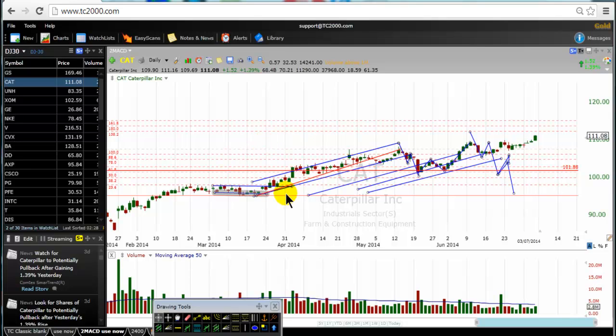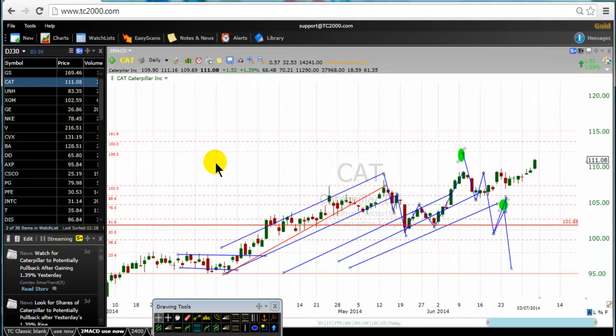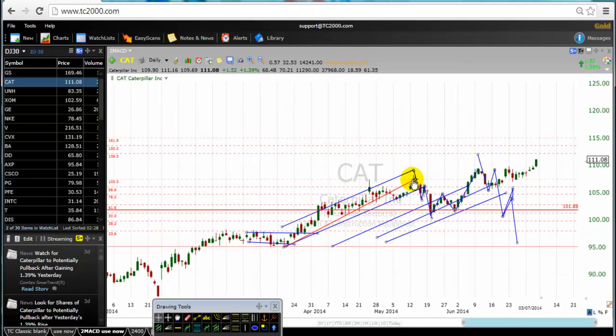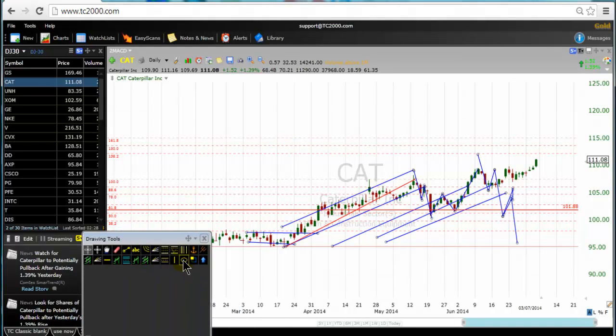Looking at this Caterpillar stock, we are on the daily chart. Let me remove my volume bar to see the chart itself. You can see on this daily chart I have my drawing on this chart because I use it for other things. And we can see clearly on this daily chart, this is one exercise.